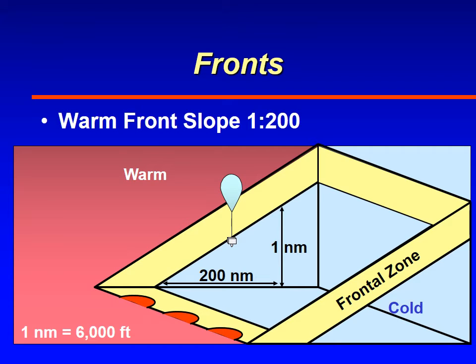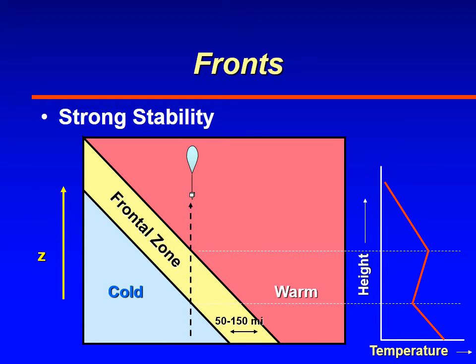Warm fronts are more gradual in their slope. This is a three-dimensional representation of a warm front. Notice how it's sloping over the cold air. And notice that if you move 200 nautical miles ahead of a warm front, then the front will be 1 nautical mile above you, or about 6,000 feet. That's the slope of a warm front, 1 to 200. So that's a little bit about the three-dimensional nature of fronts down low.